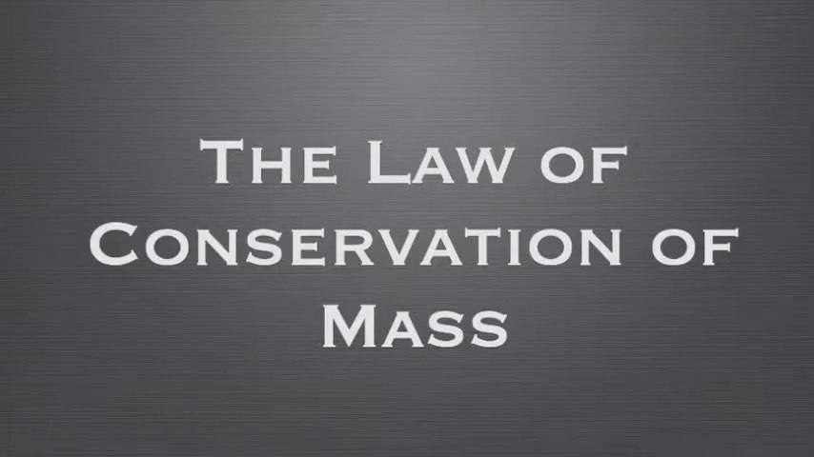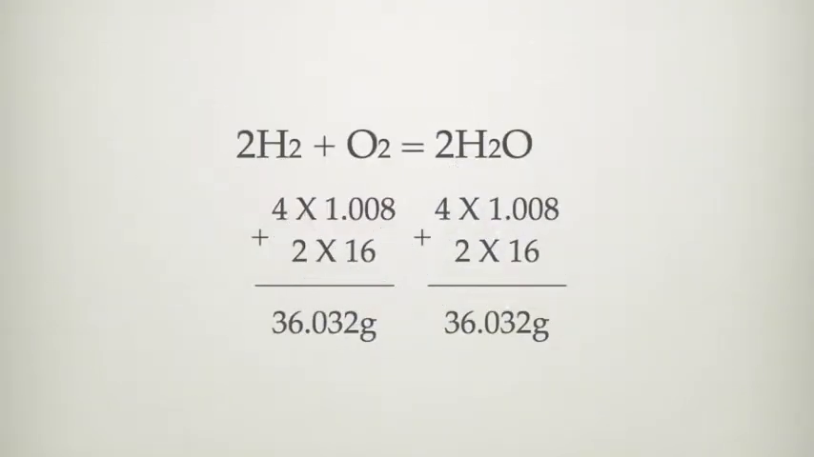I'm going to begin with the law of conservation of mass. All the law says is that mass is neither created nor destroyed, it's only transformed. In relation to the equations, this means that the mass of the reactants must equal the mass of the products. You can see that in this example. If you add up the mass of the hydrogen and oxygen on the left, it will equal the mass of the water on the right.